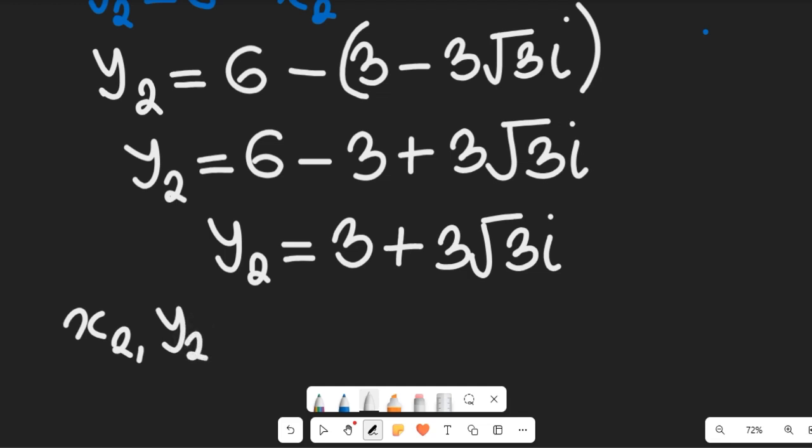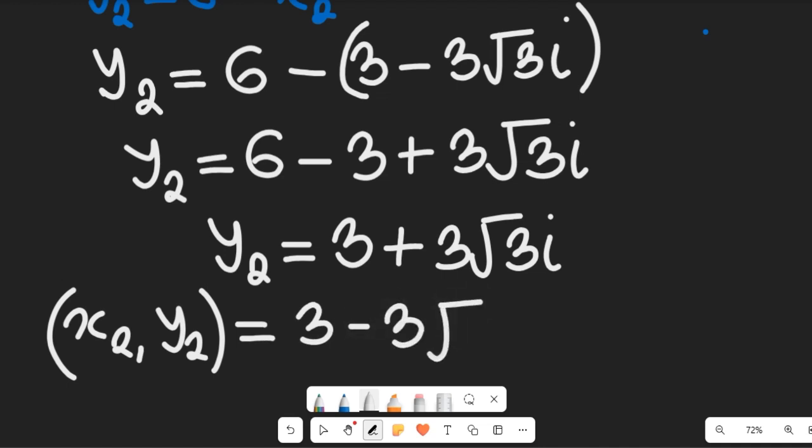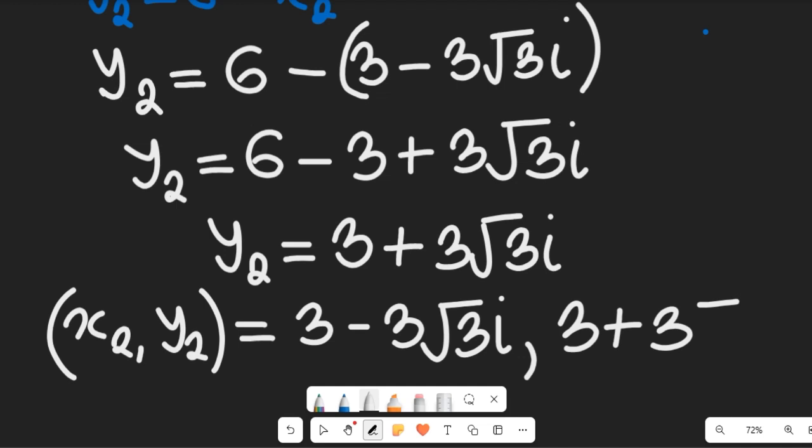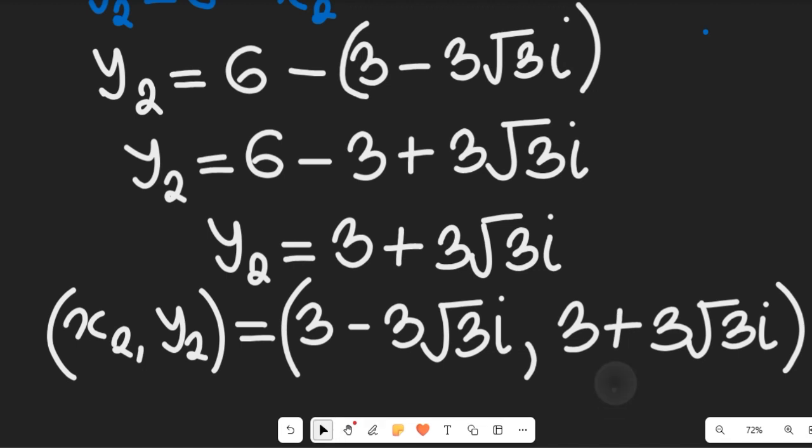So from here, our x2, y2 will simply be equal to 3 minus 3 root 3i, comma 3 plus 3 root 3i, and this will be the solution to that expression given to us.